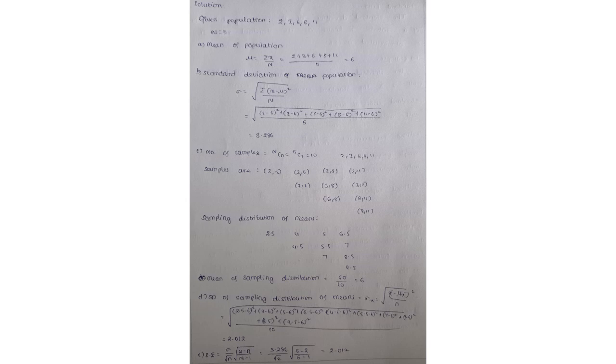Standard deviation of sampling distribution of means is sigma x̄ equal to root over (x̄ minus mu x̄) whole square by n, that is equal to 2.012. And finally standard error is equal to sigma by root n into root over (N minus small n) by (N minus 1), that is equal to 3.286 by root 2 into root over (5 minus 2) by (5 minus 1), that is equal to 2.012. Here we found the standard error for the given population.